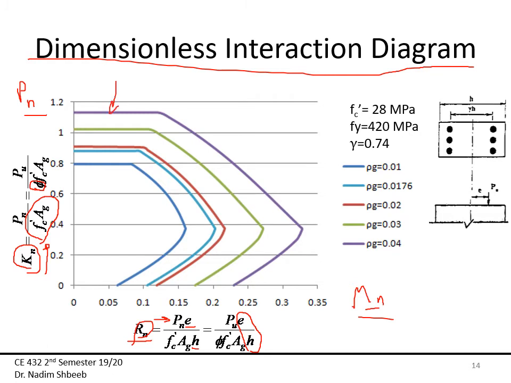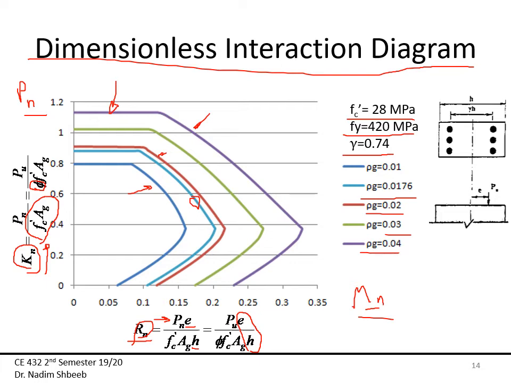And here I am doing that for each reinforcement ratio. This one represents the reinforcement ratio of 1%. This one represents 2%. This one represents 3%, and this one represents 4%. Now, the one that I'm showing right here, this curve, which is for 0.0176, is the reinforcement ratio that I actually used in the previous example. Another thing you will see is that this is only for f'c of 28 megapascal, and this is only for fy of 420, and this is only for gamma equal to 0.74.